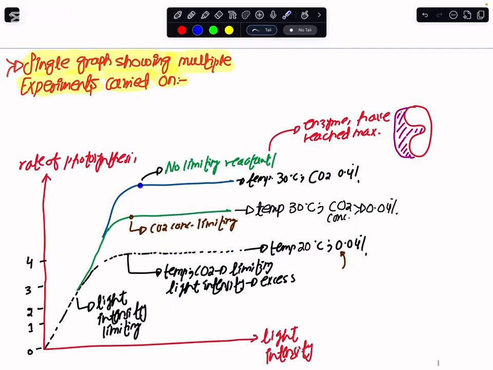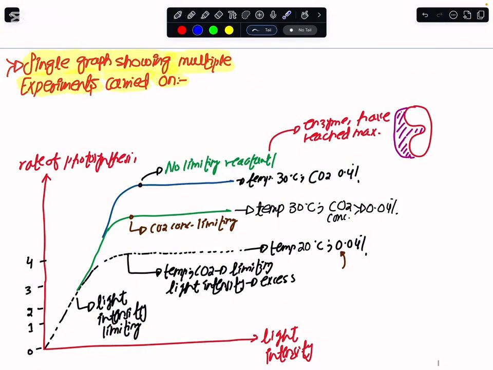But again, you see that at this point the graph becomes horizontal. Our idea was that this line would keep on increasing because we do not have any limiting factor now for the third experiment, since light intensity is max, temperature is max, and CO2 is max. Then why does the graph become horizontal?